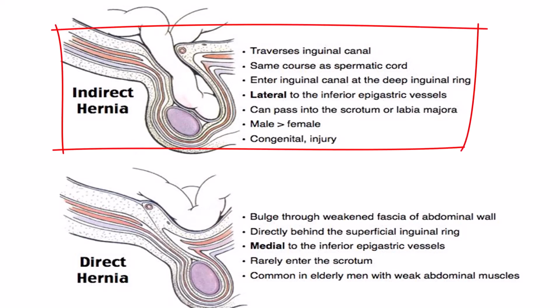So this hernia follows the physiological pathway, and we know the physiological pathway is through the deep ring, then through the inguinal canal, and then to the superficial ring. So it enters through the deep inguinal ring, it travels down through the inguinal canal, it exits through the superficial inguinal ring. It can even travel all the way down into the scrotum.